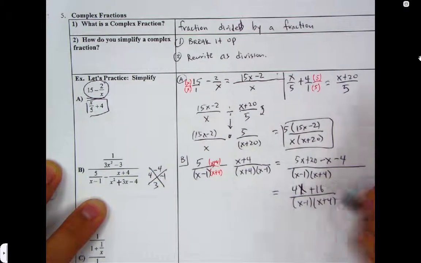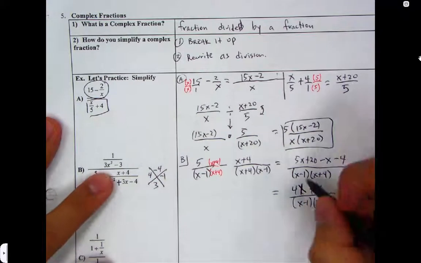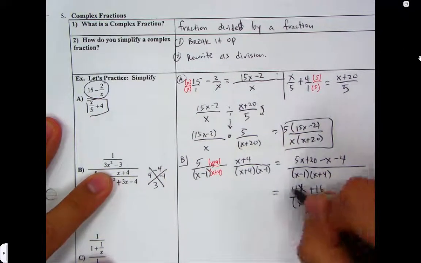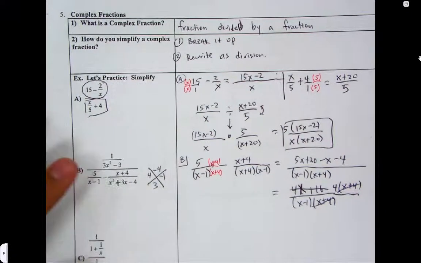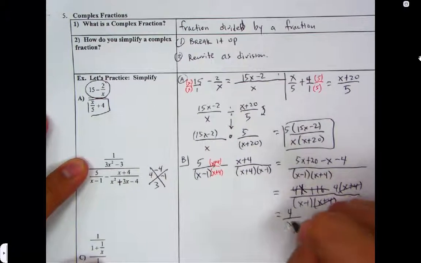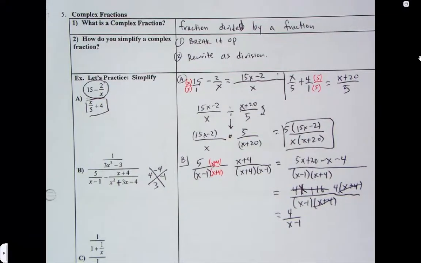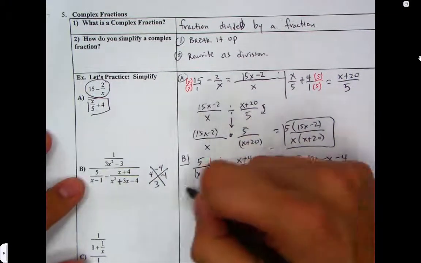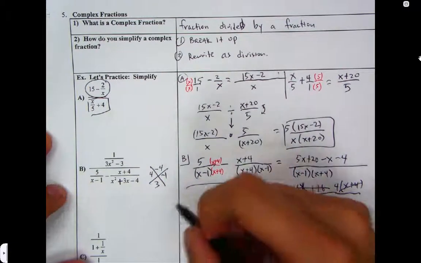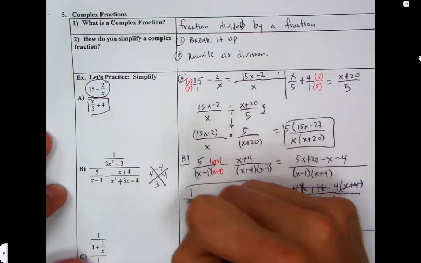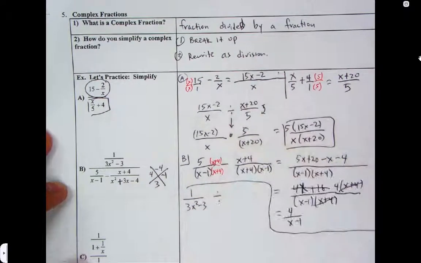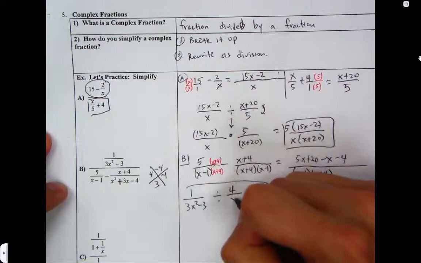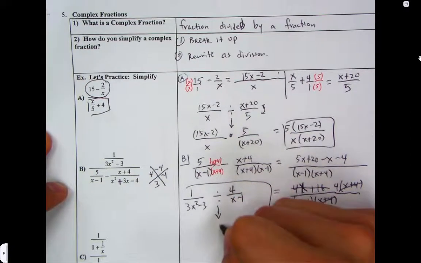Now on top I can factor out a 4, so I'm going to take out a 4. Take out GCF, x plus 4. The x plus 4's cancel out, so I'm left with 4 over x minus 1 on the bottom. So I'm going to rewrite this. This is going to be 1 over 3x squared minus 3 divided by what we have on bottom, 4 over x minus 1. Divide means multiply by the reciprocal.